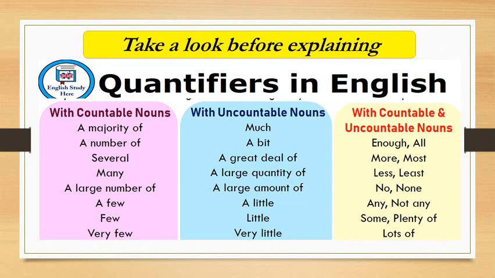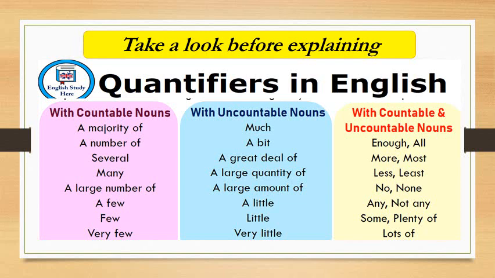Please have a look at this chart. With countable nouns, we use a majority of, a number of, several, many, large number of, a few, very few. What about the quantifiers with uncountable nouns? We have much, a bit, a great deal of, a large quantity of, a large amount of, a little, very little.